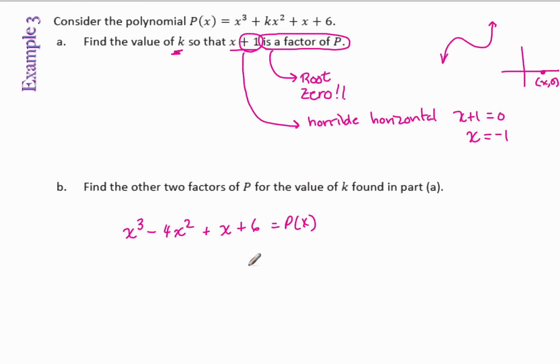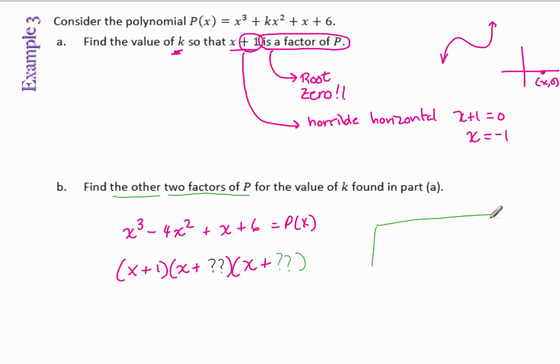And guess what? We know one of the factors, x plus 1. So now x plus something times x plus another something. That's what they're asking us to find. Find the other two factors of p. So you can look at this and you can see factor by grouping, because there's 4 things here, but that's not going to work. So this is what I'm going to do. I'm going to divide by x plus 1.